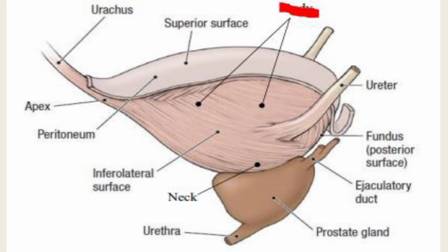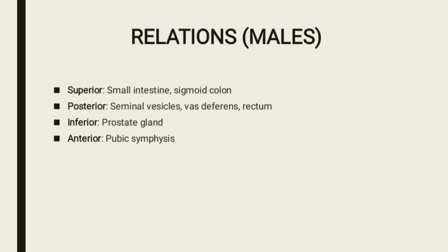This picture is showing the superior surface of the bladder, which is covered by the peritoneum. The inferolateral surface is related to the pelvic floor muscles, and the posterior surface lies against pelvic structures like the rectum in males and the vagina in females.